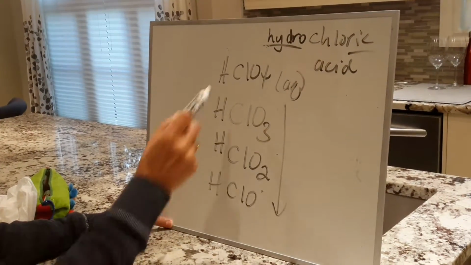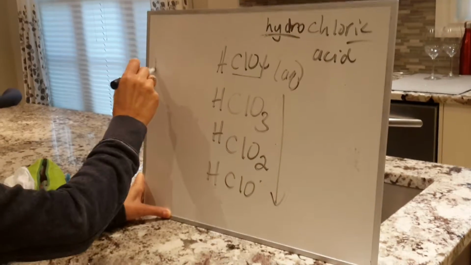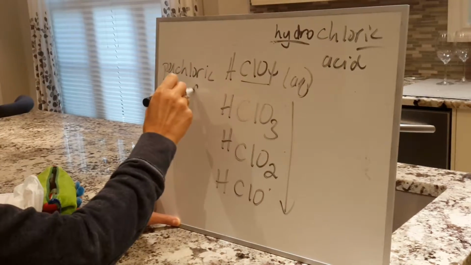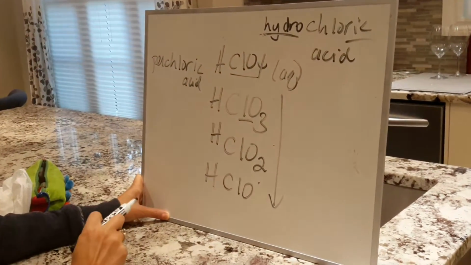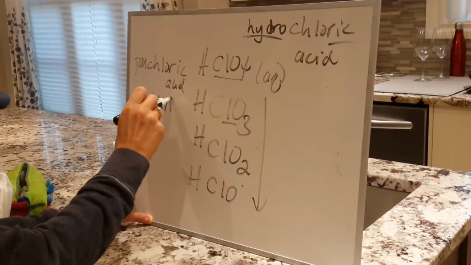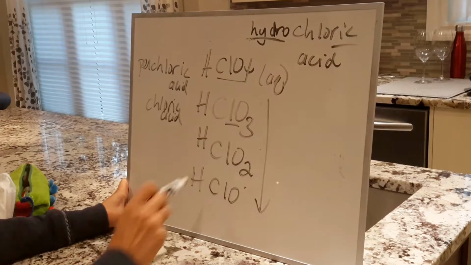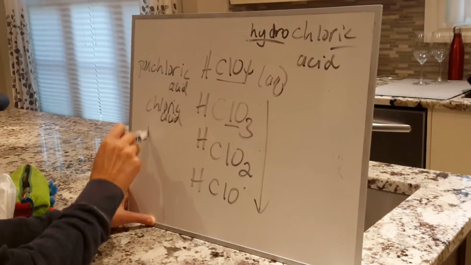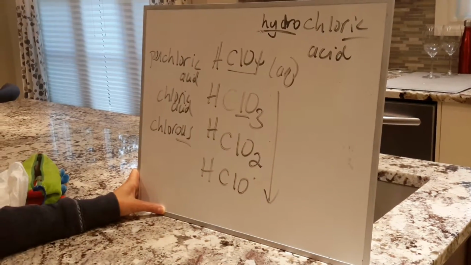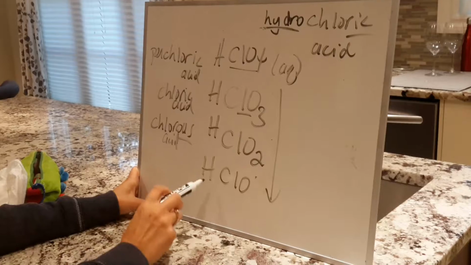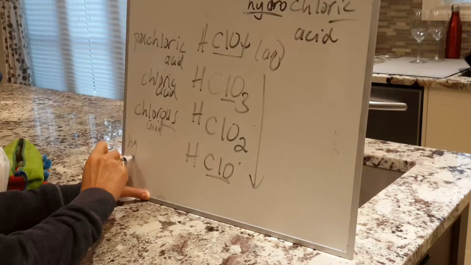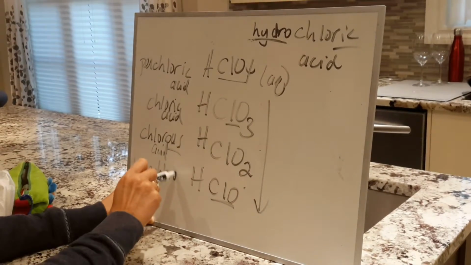So this is perchlorate, so that becomes perchloric acid. This has an ATE ending also because it's chlorate without the per, so this would become chloric acid, as we mentioned earlier. This is chlorite, so ITE becomes OUS: chlorous acid. And then here, this is the hypochlorite ion, so this becomes hypochlorous acid.